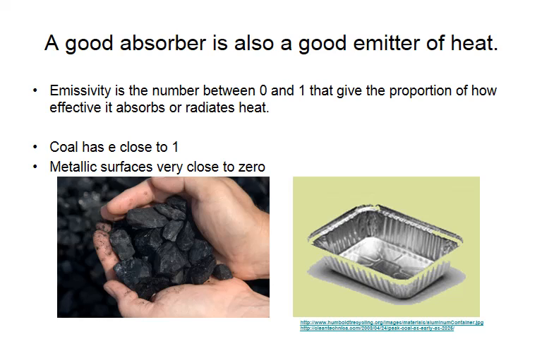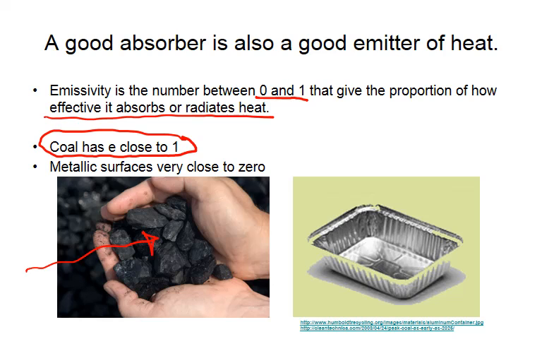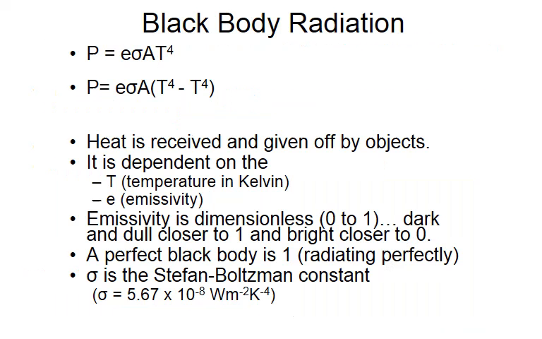When we talk about this, we talk about emissivity, and that's a number between 0 and 1 that gives a proportion of how effectively it absorbs or radiates heat. Coal is very close to 1. It absorbs light really well, and it also sends out thermal energy really well. Metallic surfaces like this here are just going to reflect it. It's not going to absorb, or, if you turn off all the lights, emit energy.